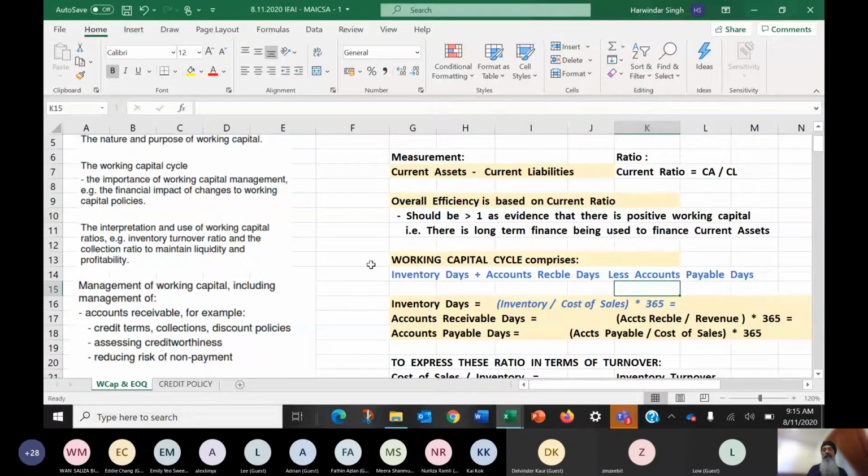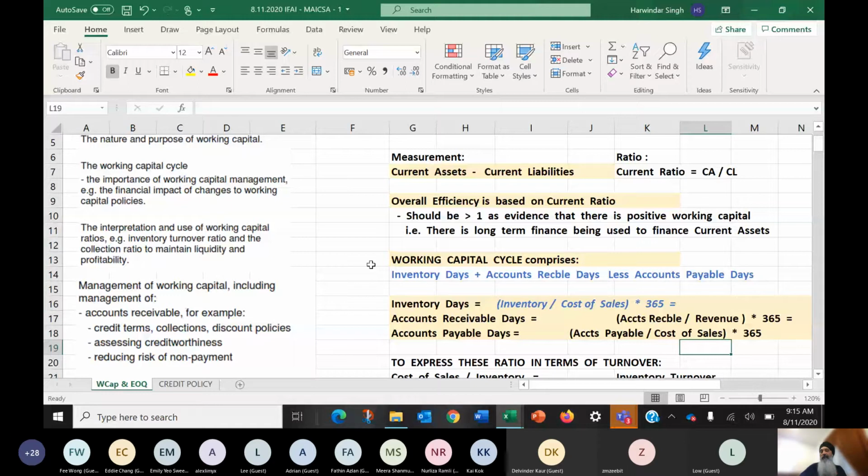So what are inventory days? Inventory days are simply inventory divided by cost of sales multiplied by 365. You get the answer in terms of days. If they ask you days, then this is the version of the formula you use. Inventory days, accounts receivable days, and accounts payable days. Please notice that for inventory and accounts payable, you can use cost of sales. Now for accounts payable, if they have given you information about purchases, then the formula can be accounts payable divided by purchases, multiplied by 365.